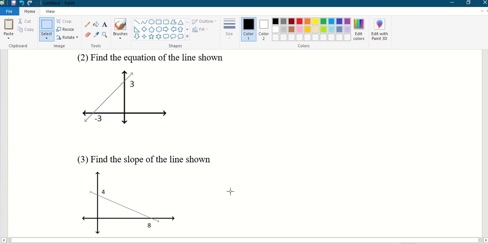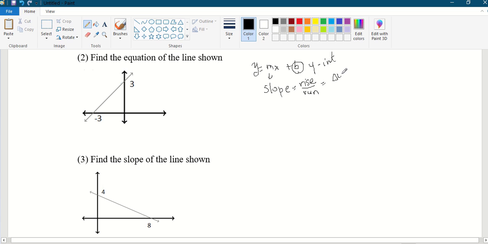Now for the next question, we are asked to find the equation of the line here. So the equation of a straight line looks like this: y equals mx plus b, where b is the y-intercept, meaning where the line crosses the y-axis, and m represents slope, which is basically rise over run.